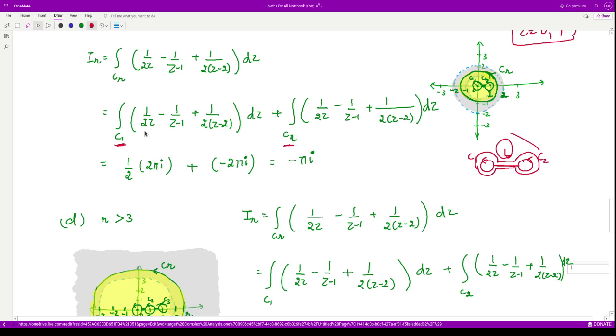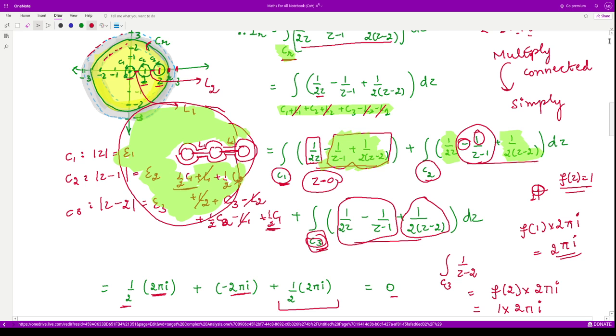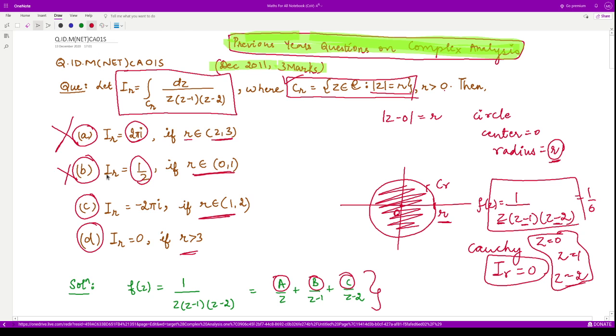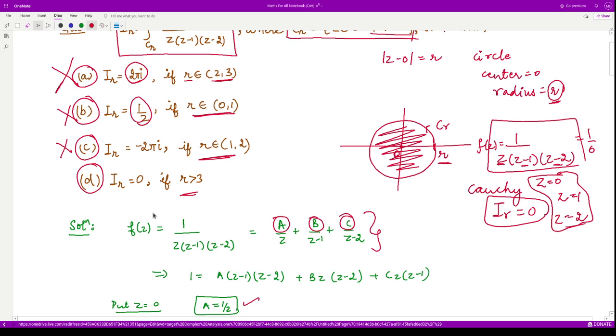So here the problematic point was this one. So it would be 1 by 2 into 2 pi iota. By virtue of these two being analytic, it is 0. And here these two are analytic, so it would be 0. And for this part, we have minus 2 pi iota. So overall it comes out to be minus pi iota. And in our option, it is not the same thing. Let us have a quick look. This is given to be minus 2 pi iota, and we have evaluated it to be minus pi iota.